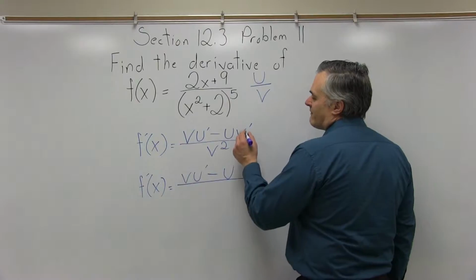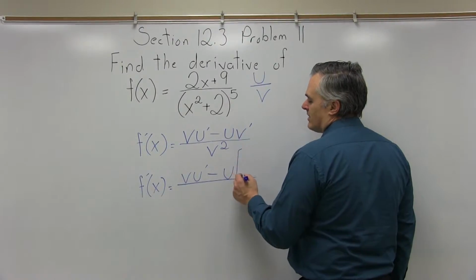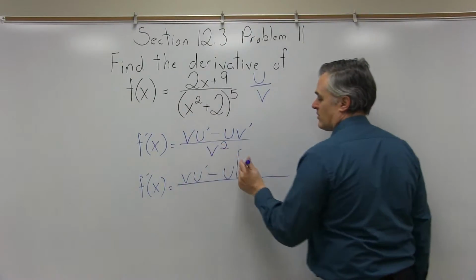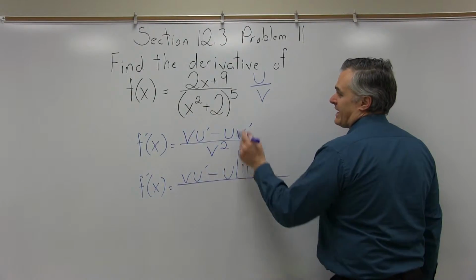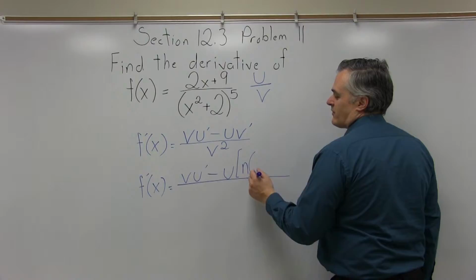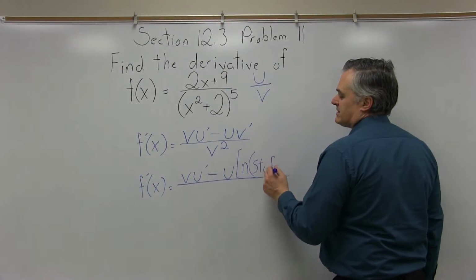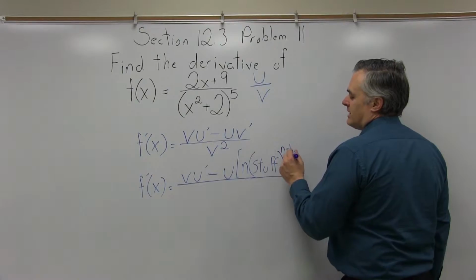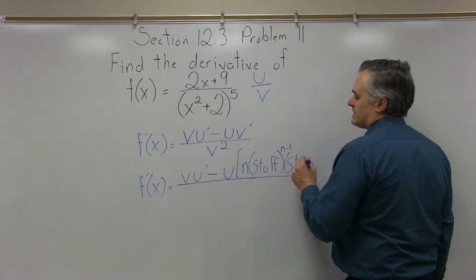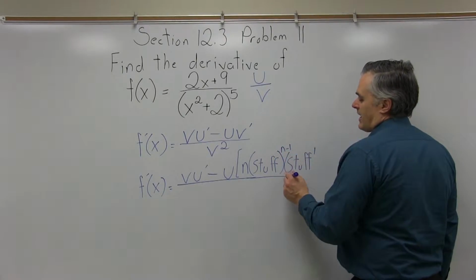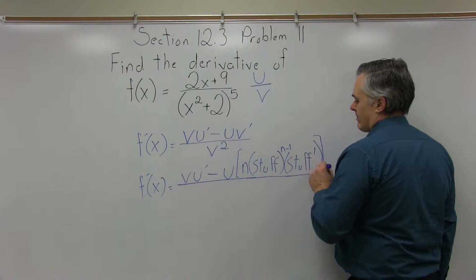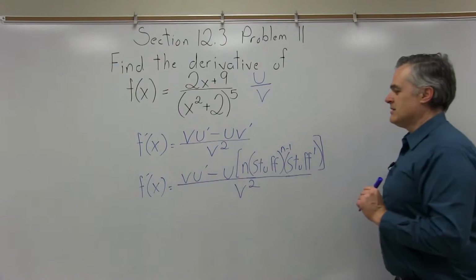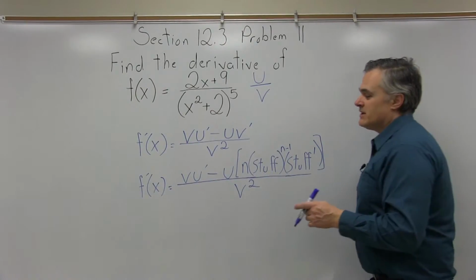Now where I have v prime, I'm going to apply the chain rule because the v is really stuff in parentheses to a power. So the n is going to come down in front. I'm going to leave the stuff in parentheses the way it is. I'm going to reduce the power by 1 and then multiply times stuff prime. And then I'll still have that v squared in the denominator. So let's go ahead and fill that in.